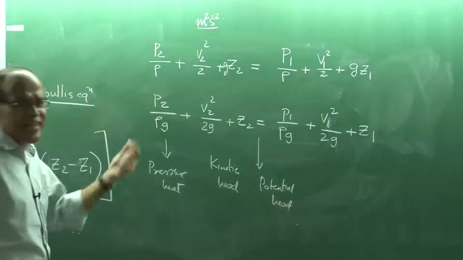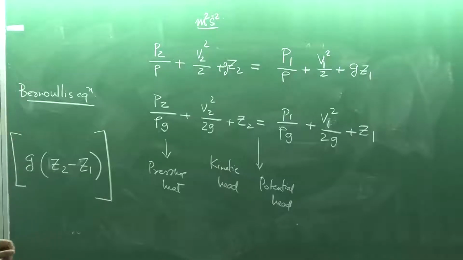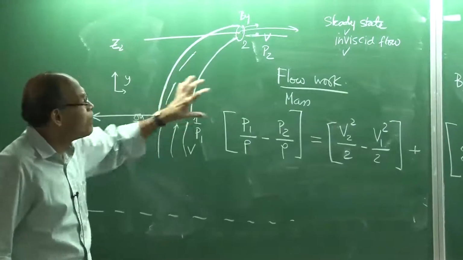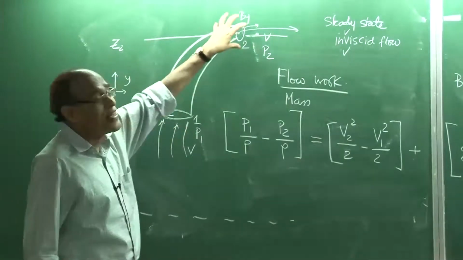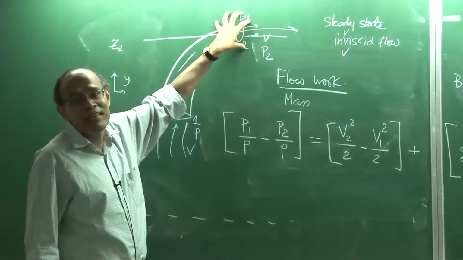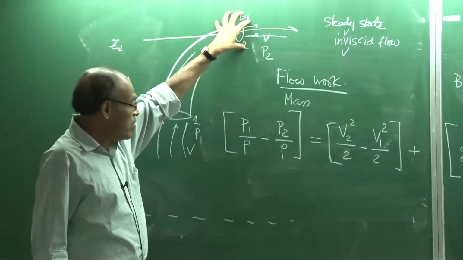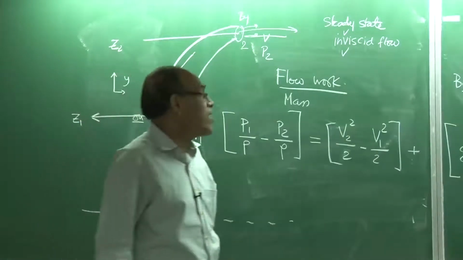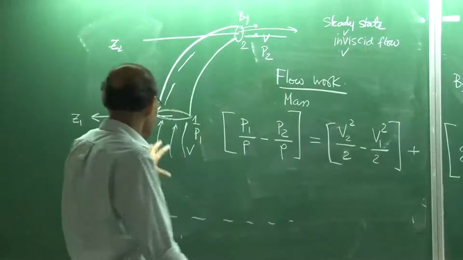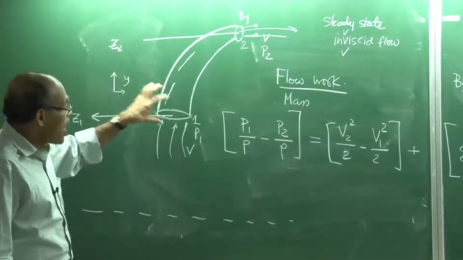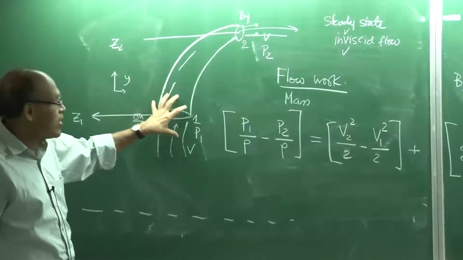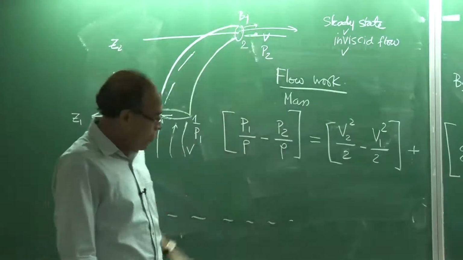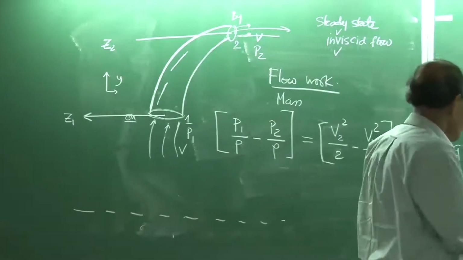So, I can make the statement in words: the sum total of pressure, kinetic and potential energy at this section for an inviscid flow under steady state condition is exactly equal to the sum of the pressure energy plus kinetic energy and potential energy at this particular section. Or alternatively, for steady state inviscid flows, the sum of the potential, kinetic and pressure heads here must be equal to the sum of the potential, kinetic and pressure head at section 2.